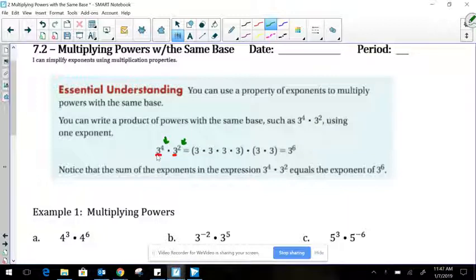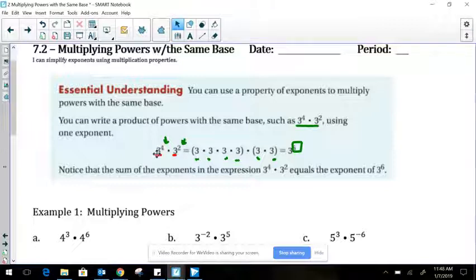Okay, so it says here you can write the product of powers with the same base, like this example, using one exponent. So we have 3 to the 4th. So I wrote 3 4 times, 1, 2, 3, 4. And then we have 2 more 3s, and that's equal to 3 to the 6th. You can see here, I have 1, 2, 3, 4, 5, 6. That's where the exponent 6 is coming from.